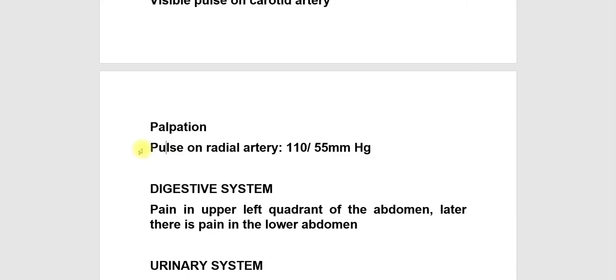Pulse is not measured in millimeters of mercury, because millimeters of mercury is a physical unit to measure blood pressure. Pulse is calculated in beats per minute. You are a third course student. I have no comments on that.